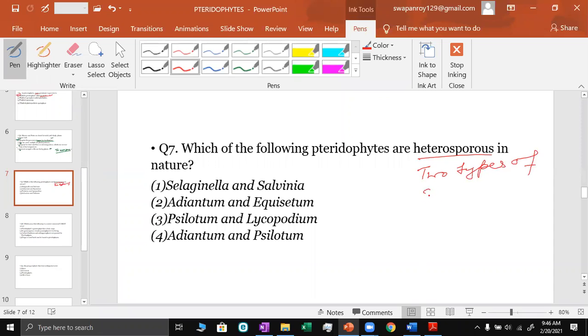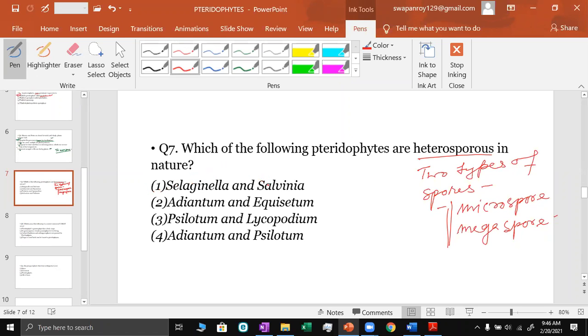Types of spores. What are those called? Microspore and megaspore. Is it? So which groups are heterosporous?